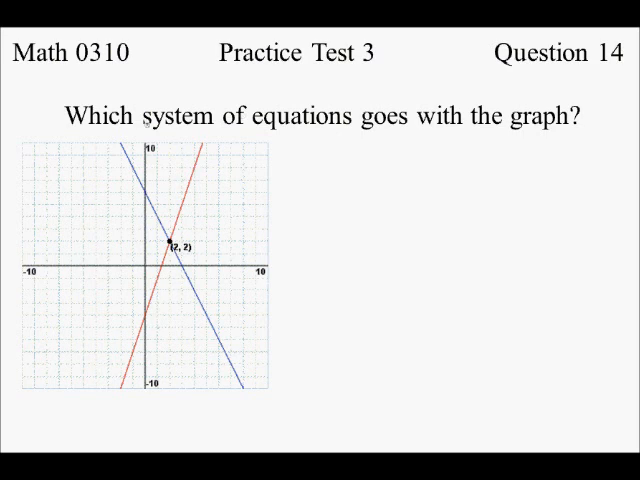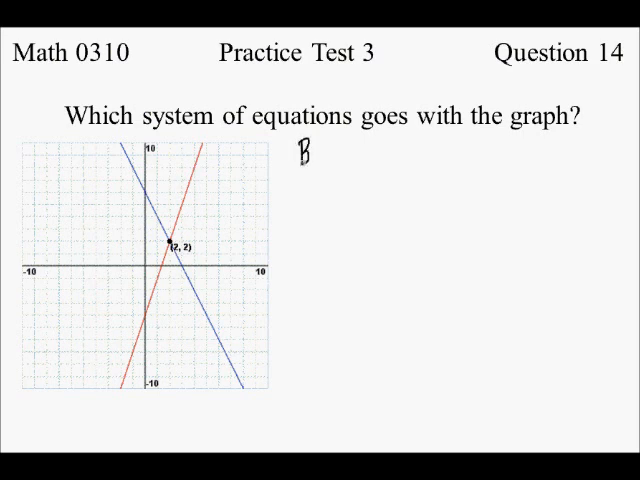Question 14 says which system of equations goes with the graph? So here we want to look at each individual line and also look at their common solution, which is 2, 2. We'll look at that last. Let's look at some equations for these lines first. Let's look at this bluish line here.